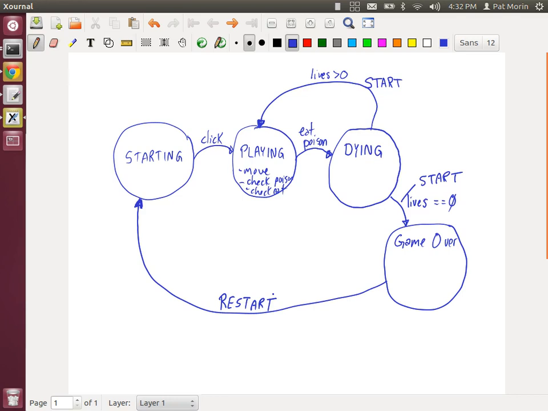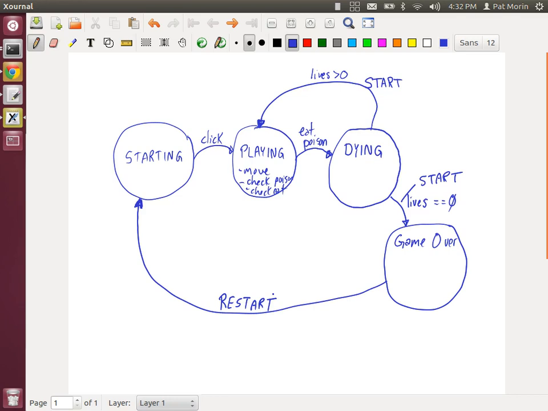So this is a fairly simple game, but it still has 4 states, and there are some interactions between states that you really need to work out carefully to make sure the game does what it's supposed to do, right? And careful managing of these states.